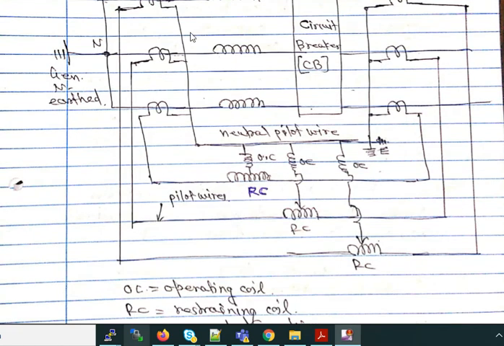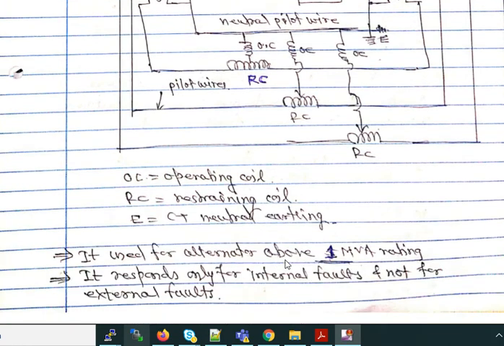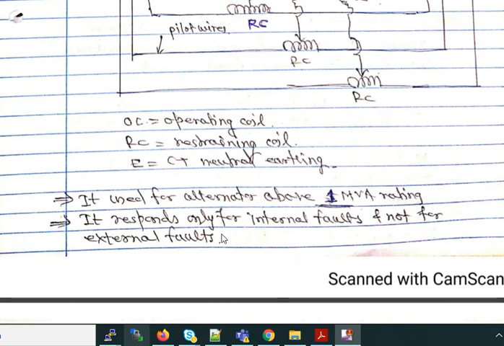Now here the neutral point is earthed as shown, and the restraining coils are connected at the midway of the pilot wires, and the operating coils are connected from the neutral to the midpoint of the restraining coil for every phase. This kind of protection is used for alternators having a rating above 1 MVA, and this differential protection responds only for internal faults and not for external faults.